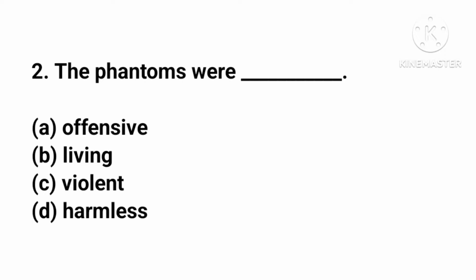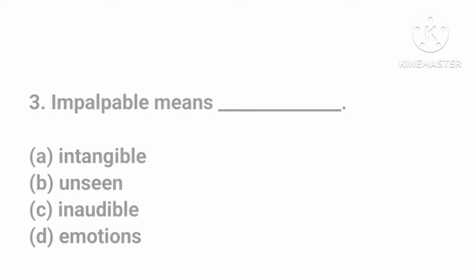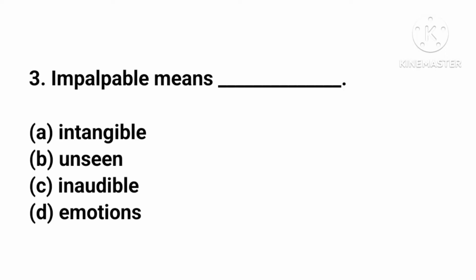Very good. The phantoms were harmless. They were inoffensive, they were spirits, they were quiet, and they were harmless. Now the third question. Impalpable means dash.